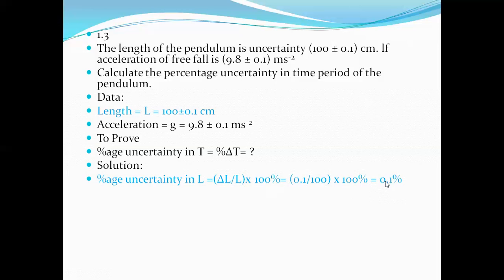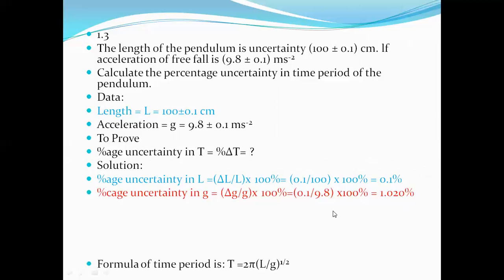0.1%. That means this is the uncertainty in the case of length. Now in the case of g, that means acceleration due to gravity, percentage uncertainty in g, we have to find the uncertainty, which is 0.1, divided by the certainty, which is 9.8, and we have to multiply it by 100%. When we do it, 0.1 divided by 9.8 multiplied by 100%, we'll get 1.02%.